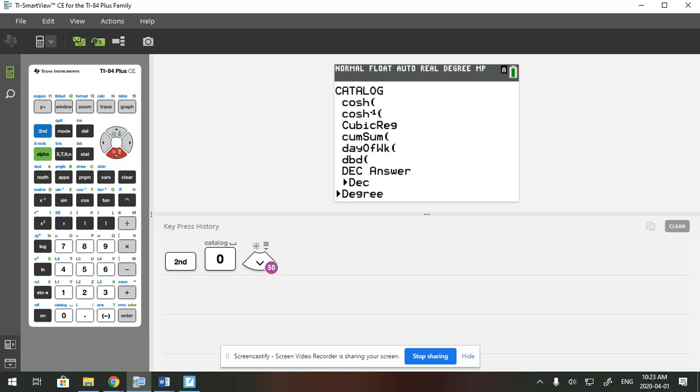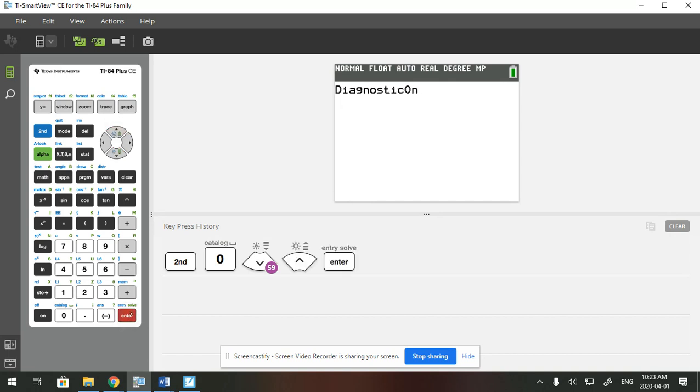Diagnostics. Almost there. Okay. And then you're going to go to diagnostics on and hit enter. And then you're going to hit enter. And then it's just going to be on. And then when we calculate our data, it's automatically going to pop up for us, which will be nice.